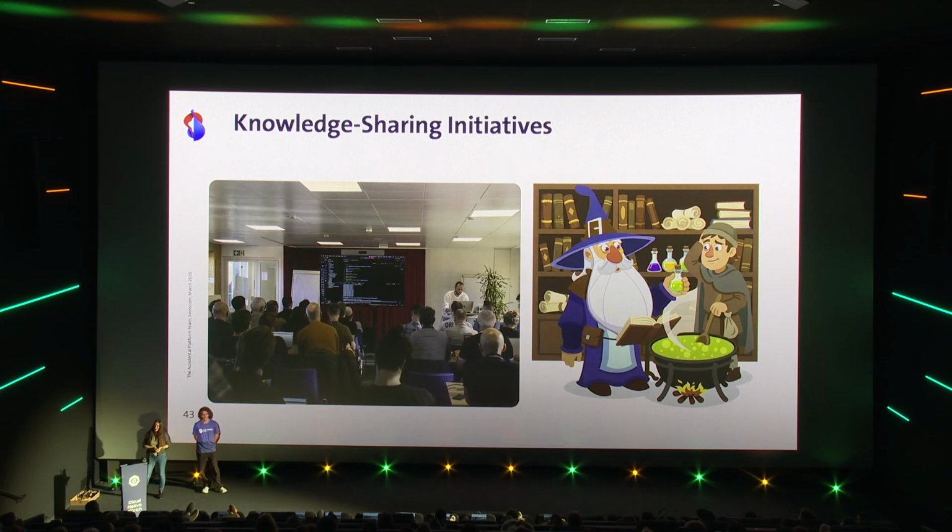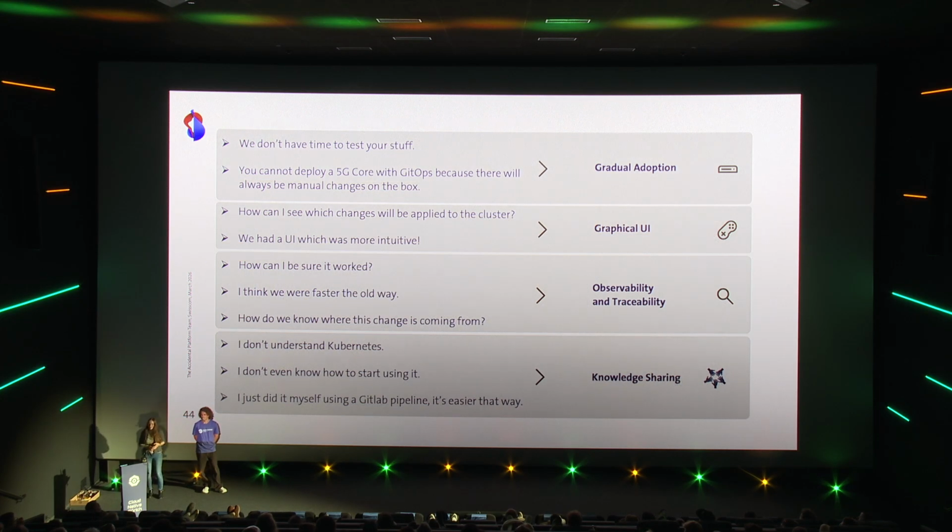Other initiatives were like a Kubernetes community of practice where engineers could sign up to a class where they could learn how they can order their own Kubernetes cluster and deploy their first apps. And we invited engineers into our team so we can learn from each other for some weeks. So to sum up, we focused on gradual adoption, introduced graphical UIs, observability and traceability, and we also did invest into knowledge sharing. So we actually did a lot more than just building Kubernetes operators.